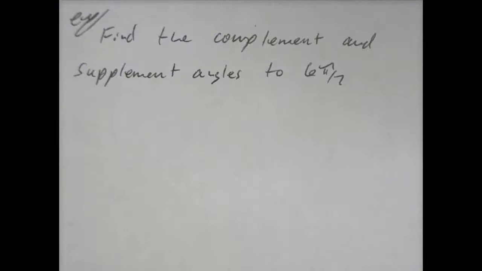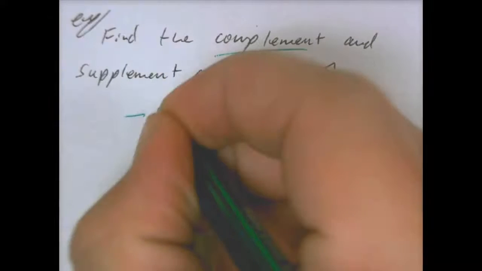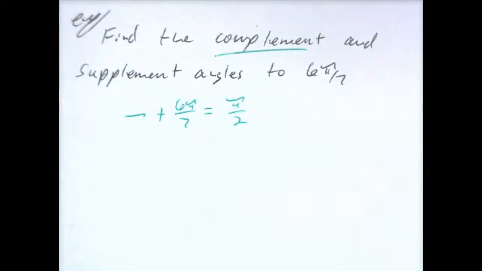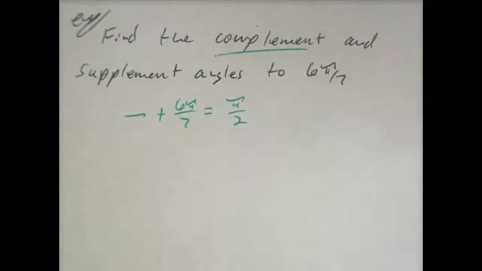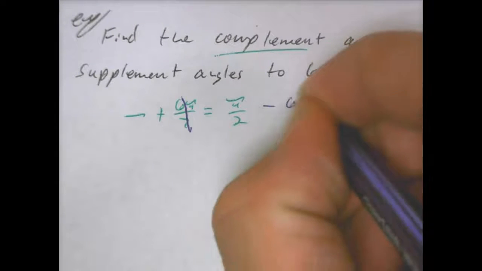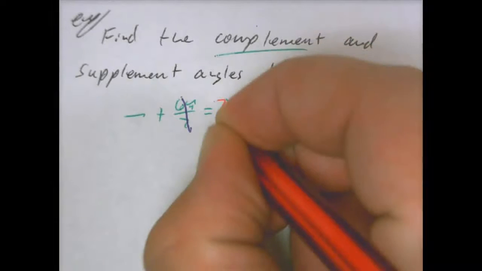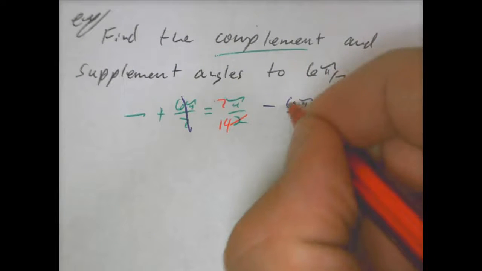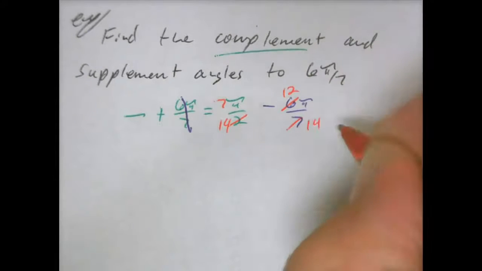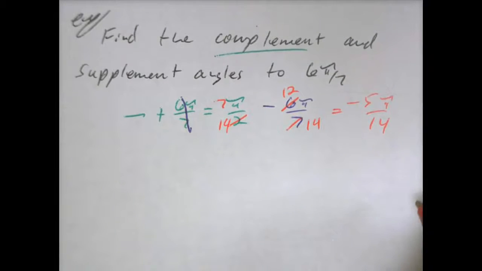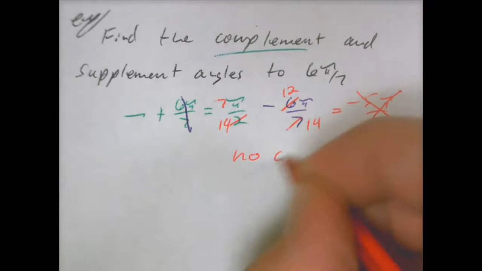Yay! All right, last example of the video. Find the complement and supplement angles to 6 pi over 7. For the complement, some angle plus 6 pi over 7 is supposed to equal 90 degrees, or pi over 2. So if I subtract 6 pi over 7 over to the other side, I need common denominators, so I can multiply pi over 2 by 7 over 7, which gives 7 pi over 14, and 6 pi over 7 would be 12 pi over 14. So this comes out as negative 5 pi over 14. Since that is a negative angle, it does not work, so there would be no complement angle.